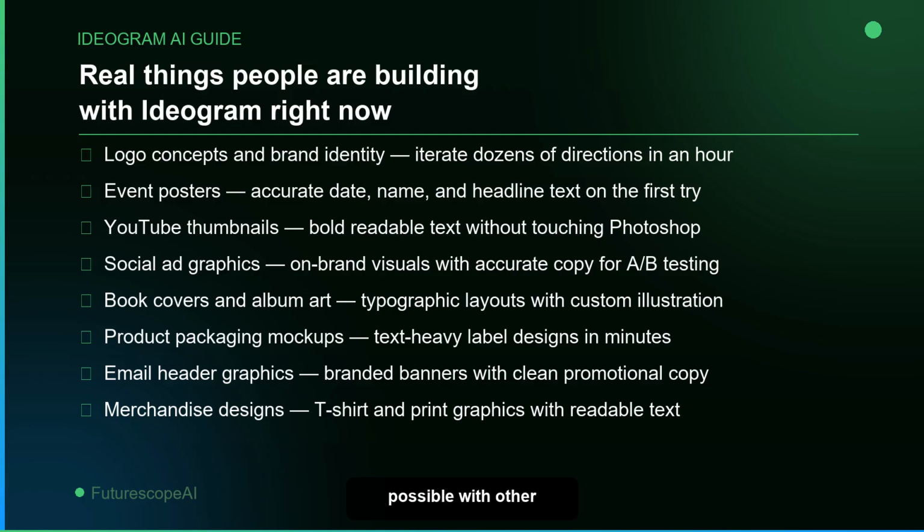YouTube thumbnails with bold, readable text that requires no Photoshop post-processing. Social ad graphics with on-brand visuals and accurate promotional copy for rapid A/B testing. Book covers and album art with typographic layouts and custom illustration styles. Product packaging mockups with text-heavy label designs generated in minutes. Email header graphics with clean branded banners. And merchandise designs, t-shirt graphics and print layouts where readable text is essential.